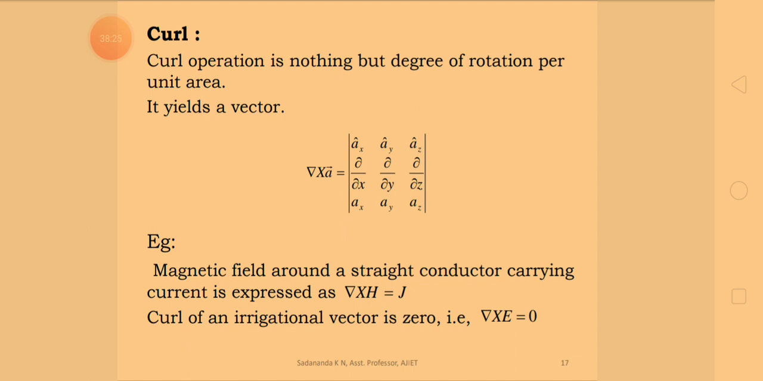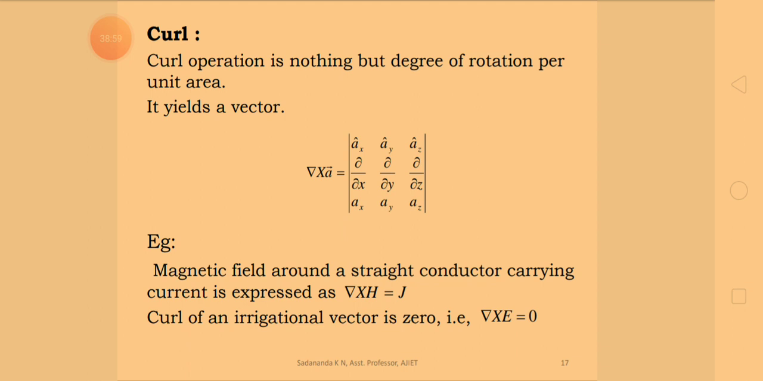Suppose vector A is the function; its turning effect of a vector. If vector A is the function, the turning effect of that vector A at any point can be evaluated using the curl operation. That's what I mentioned. It will give the information about the curling of a vector, or rotating of a vector, or turning effect of a vector.